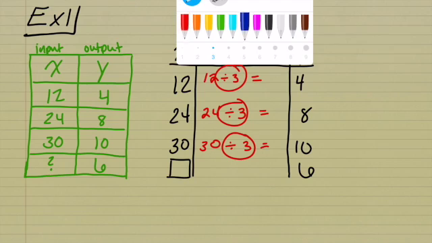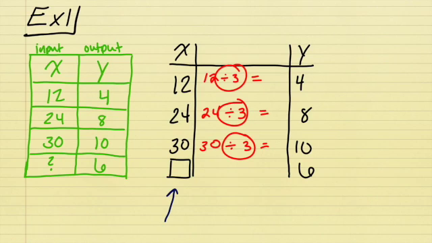So the first thing we need to do is figure out, okay, what goes there? What number, when I divide it by 3, equals 6? What divided by 3 equals 6? Well, you should know 18. So in that blank, it needs to be an 18. So 18 divided by 3 equals 6.